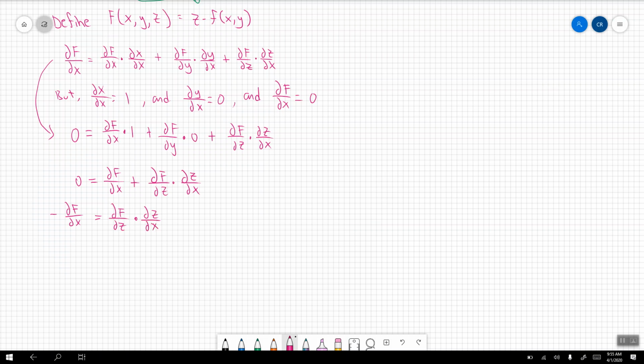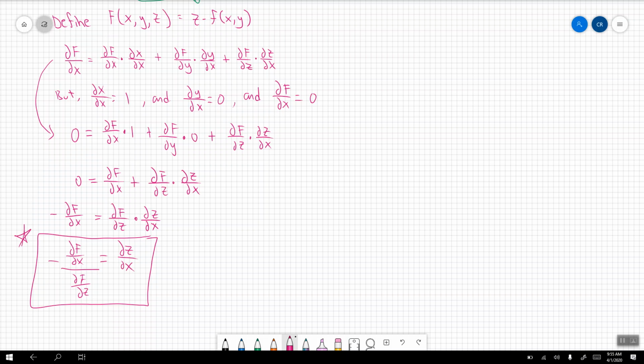There we are. And finally, I want to solve for the partial of z with respect to x. There we are. That is the function that we want. Believe it or not, this is the key to working with section 14.4.